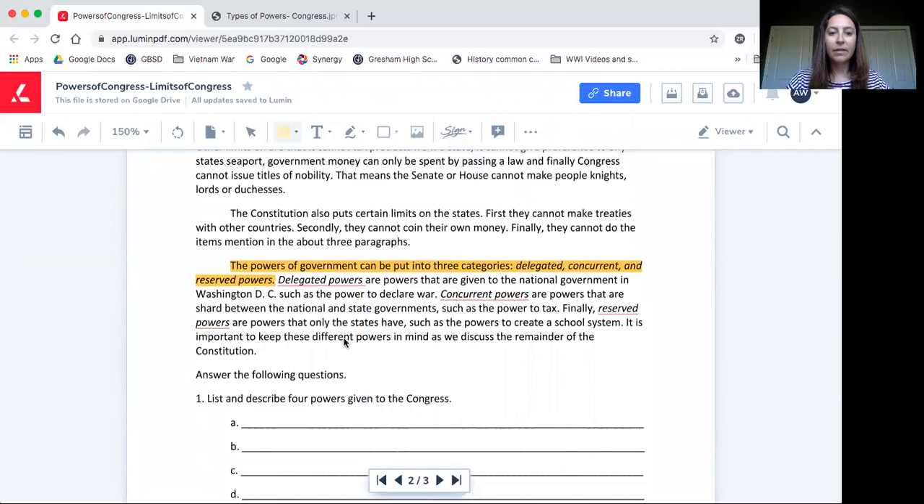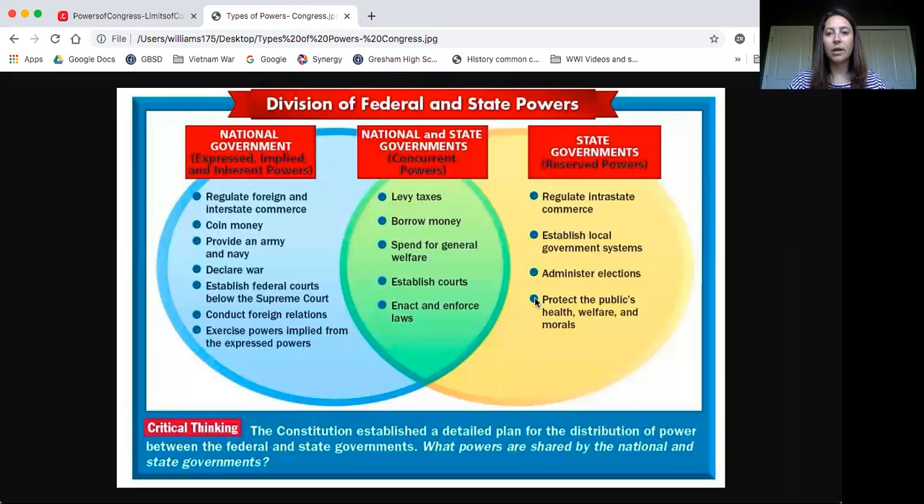Okay, and then finally, there's three types of powers that I think are more important to understand. These are the categories that we can put those national powers and the state powers within, because that's more important. A more important part of our Constitution is how we work together, how the federal government works together with the state governments. So I actually have a graphic organizer that I posted on the class page, and it's here to kind of give you an idea of what it means.